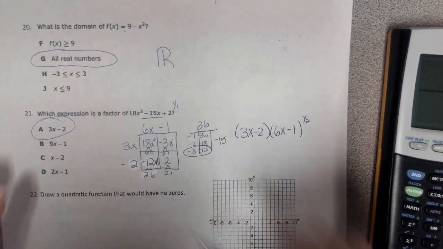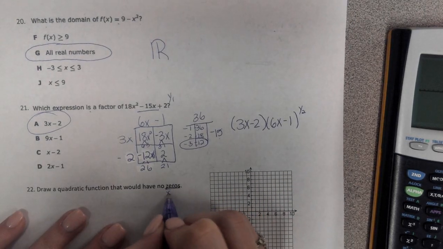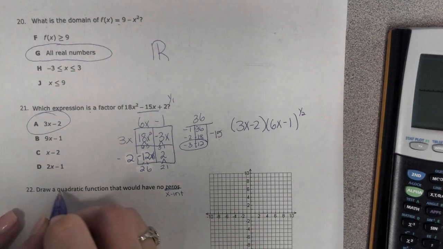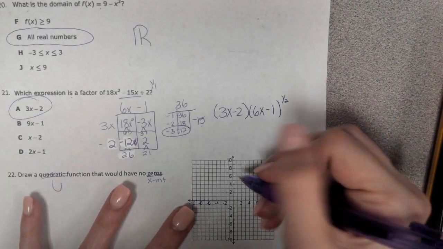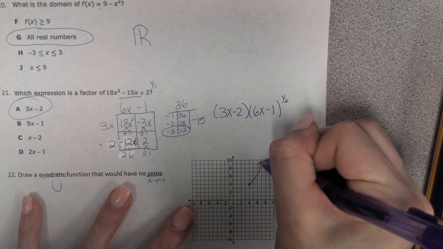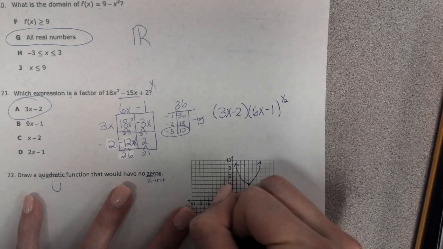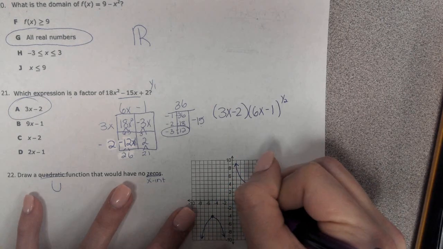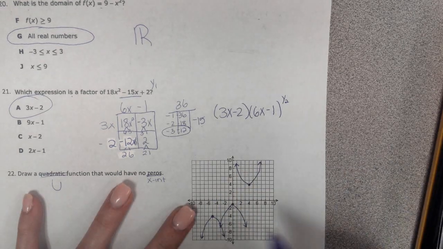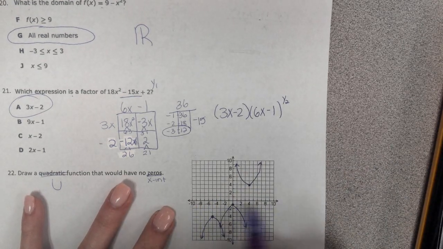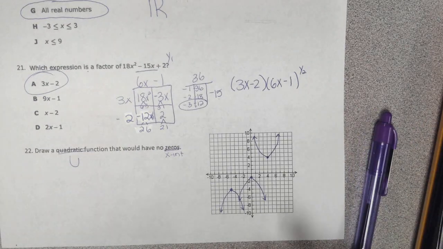Draw a quadratic function that has no zeros or no x-intercepts. So a quadratic is a U shape, and it should have no x-intercepts. So it could be up here going like this. It could be down here going like this. It could be right here going like this. As long as it does not cross this x-axis right here. There's so many different ones that you could draw.